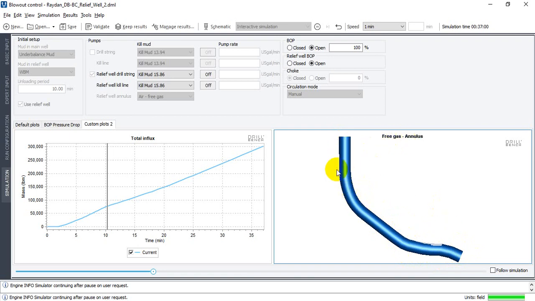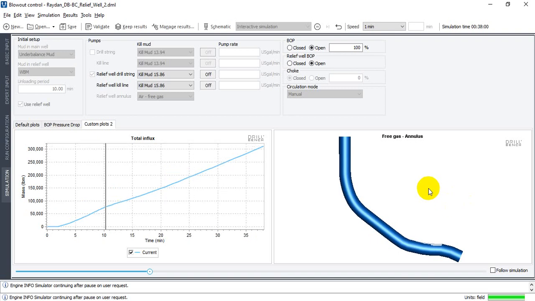get the pressure to the other relief well, and to rescue our main well, which has the gas reservoir with high pressure and high temperature.